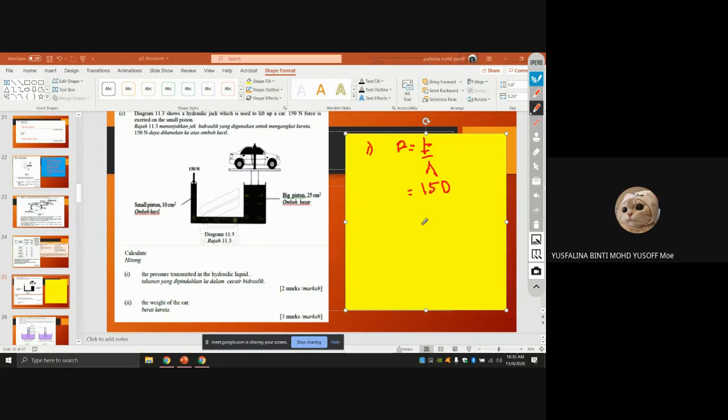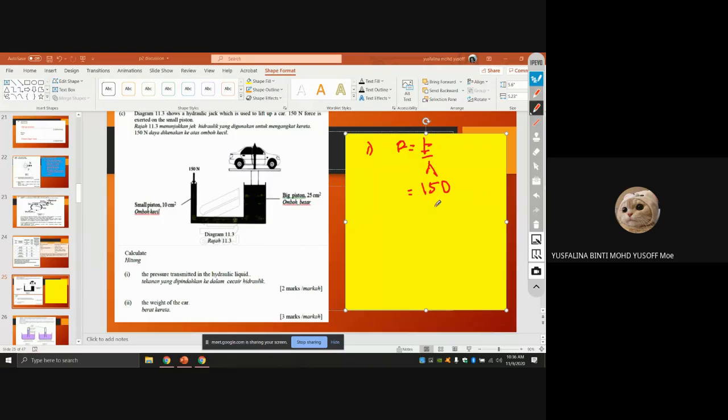Okay, 150. And then the area. So you have a choice whether you want to convert it or not. But if you want to use Pascal, you have to convert this one to meter first. But if you don't want to convert it to Pascal, you can, but the unit should be N cm^-2. You cannot put Pascal, you have to put N cm^-2. So I give you a choice.